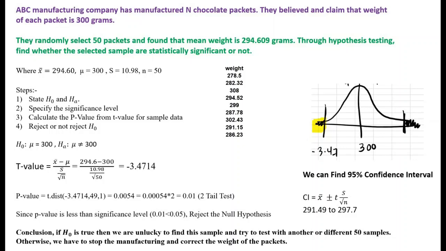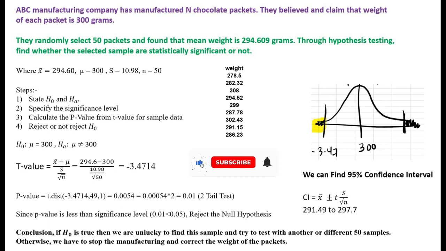So let's start with the hypothesis testing questions. The first question is, let's say there is a company called ABC, which is a manufacturing company making products, and they basically manufacture chocolate packets.